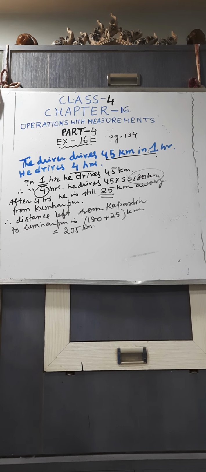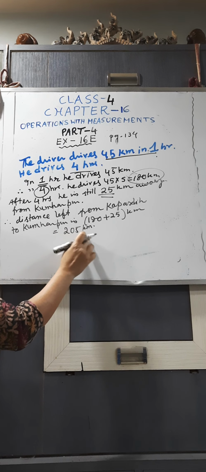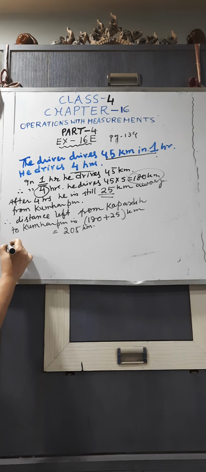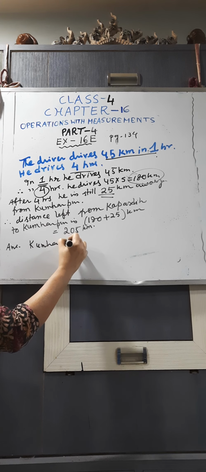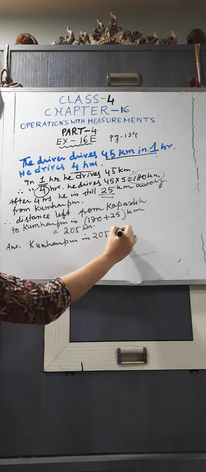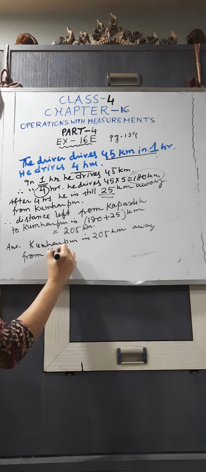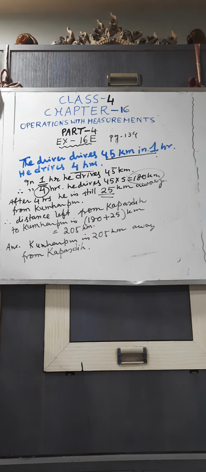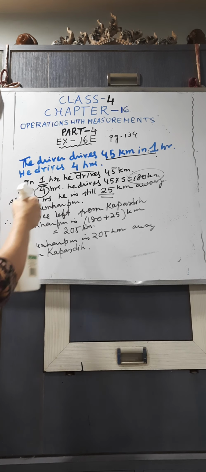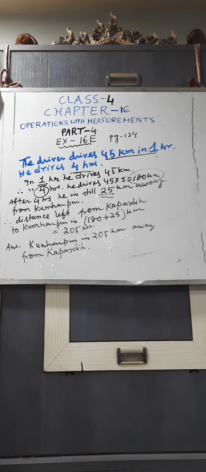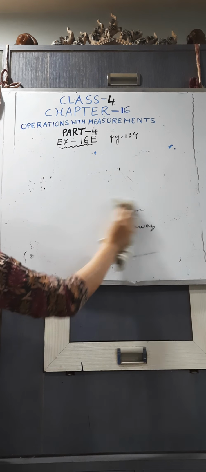So your question is, how far is Kumharpur from Kapasdi? Okay, so from Kumharpur to Kapasdi, the distance is 205 kilometer. Clear? Kumharpur is 205 kilometer away from Kapasdi. Okay, he has covered 180 kilometers in 4 hours, but still he was left 25 kilometers to reach Kumharpur. That means that much distance he will have to add with the distance he has already covered.